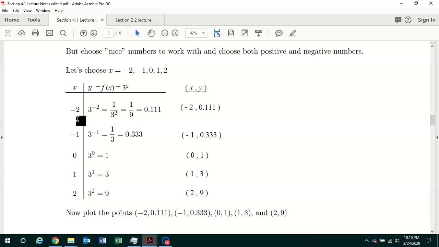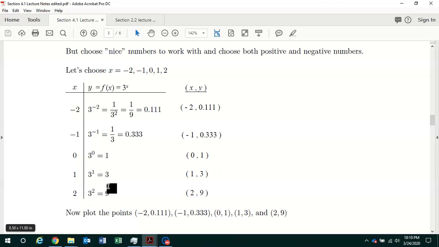So when x is equal to -2, y is equal to 1/9 or 0.111. And so the ordered pair, or the point (-2, 0.111), is a point on the graph of our exponential function f of x equals 3 to the x. When x is equal to -1, y is equal to 1/3 or 0.333. So (-1, 0.333) is a point on the graph of our function. When x is equal to 0, y is equal to 1. And so (0, 1) is on the graph.